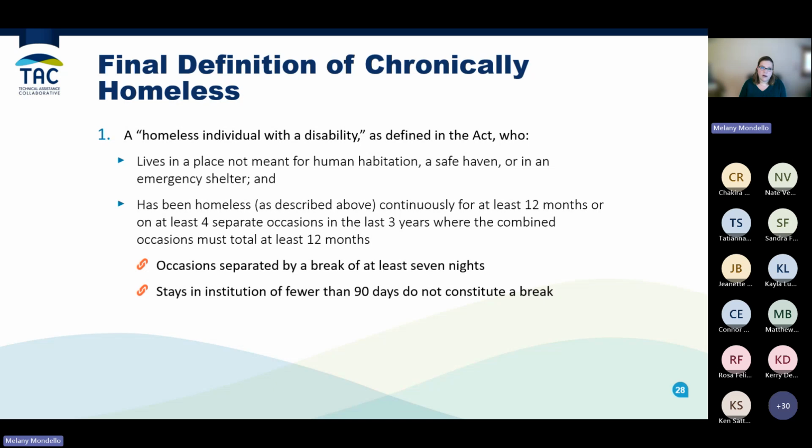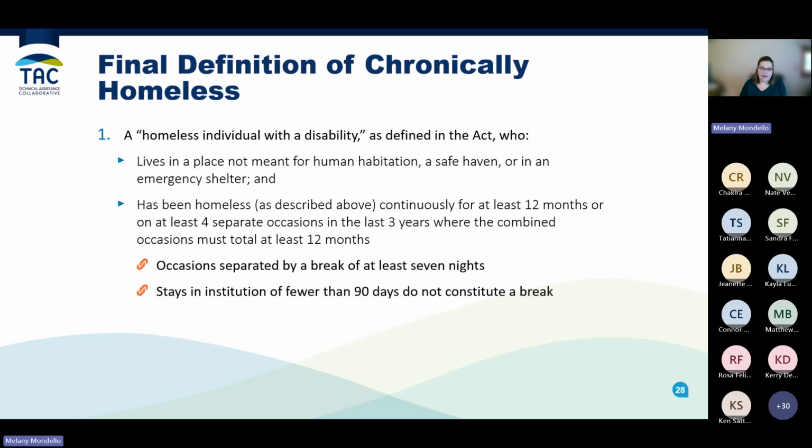So people who are chronically homeless are 12 months, either 12 months continuously homeless or 12 months of homelessness over the past 3 years where there are breaks in the homelessness. Everyone asks, how do you define a break? So a break is separated by at least 7 nights.